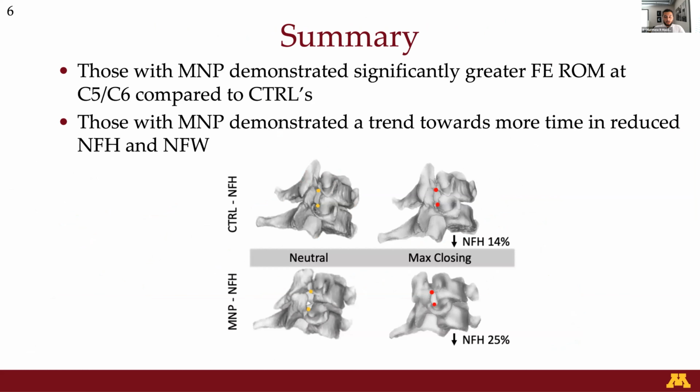Even with a limited sample size, we were able to detect differences, namely those with mechanical neck pain demonstrated greater flexion extension range of motion at C5, C6, as well as a trend to spend more time in a reduced neuroforaminal height and neuroforaminal width, which may have an implication on symptoms.